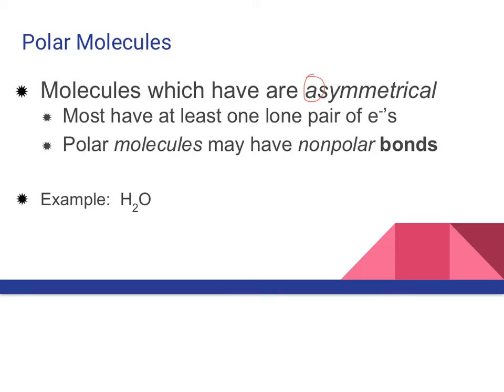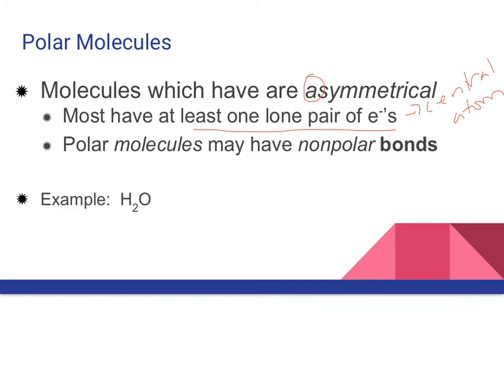Sometimes it can be difficult, especially in 2D when we draw these pictures, to decide if a molecule is symmetrical or not. So what we really want to take a look at is the lone pairs of electrons. Most polar molecules are going to have at least one lone pair of electrons, and I should clarify here, that are found on the central atom, the atom at the center of our molecule. If there is a pair of lone pairs on that atom, then usually that's a good indication that we are dealing with a polar molecule.